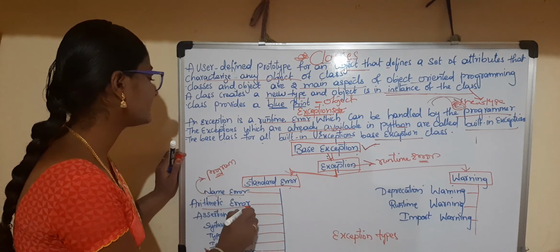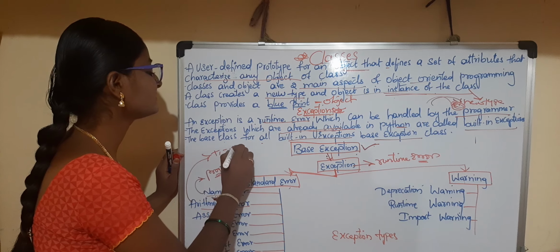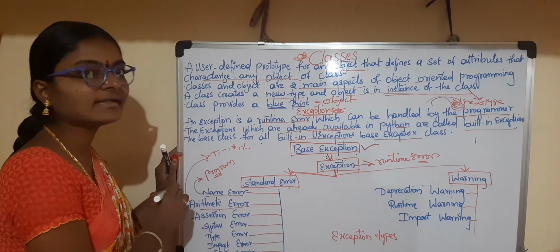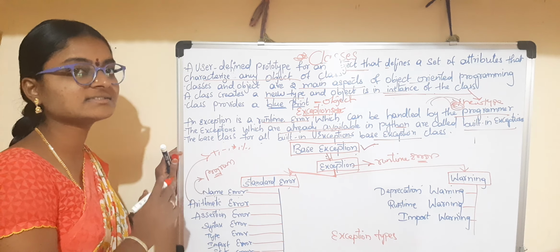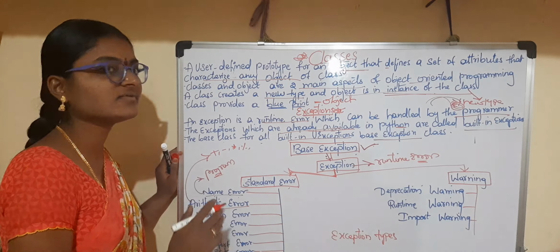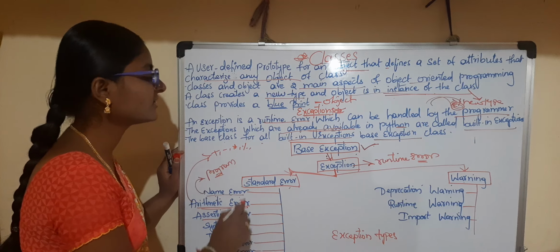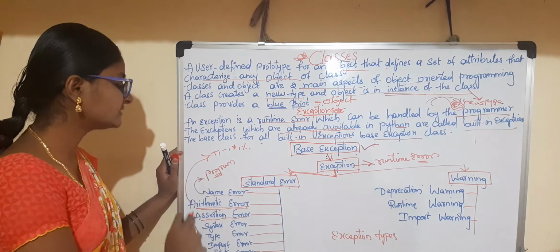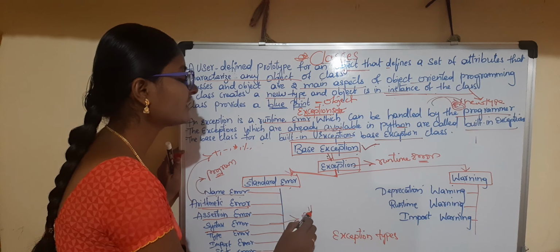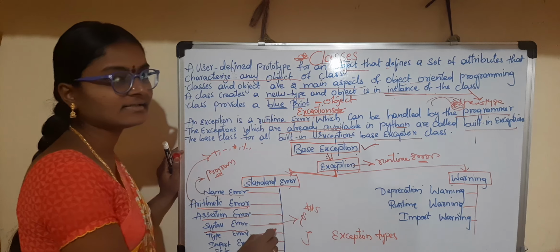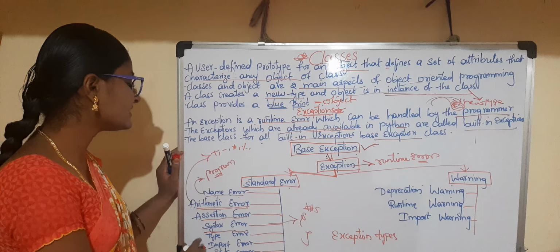Next is the arithmetic error. Arithmetic error is nothing but calculation, either addition, subtraction, multiplication, division, or any arithmetic operators. If we make any mistakes in them, an arithmetic error will occur. Next one is AssertionError. It is also one of the standard errors. Next one is syntax error. Syntax error occurs if we are not writing the proper syntax.